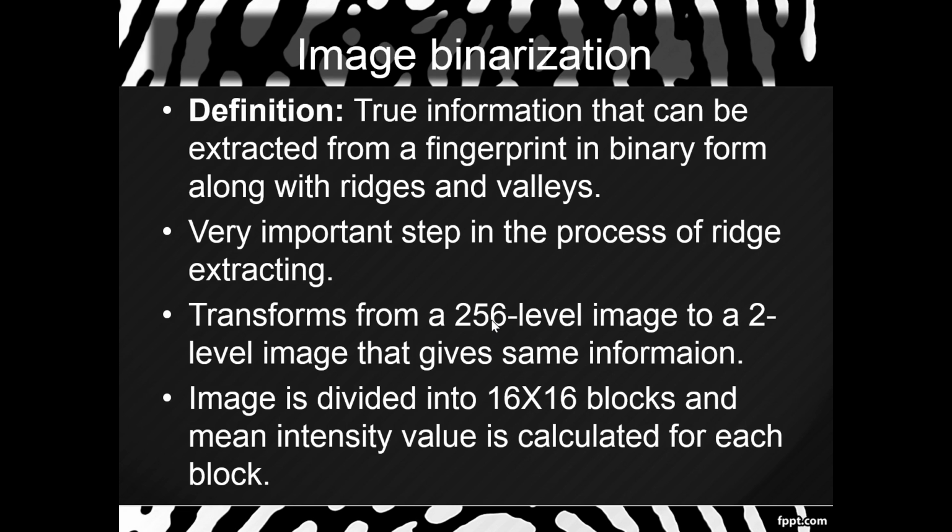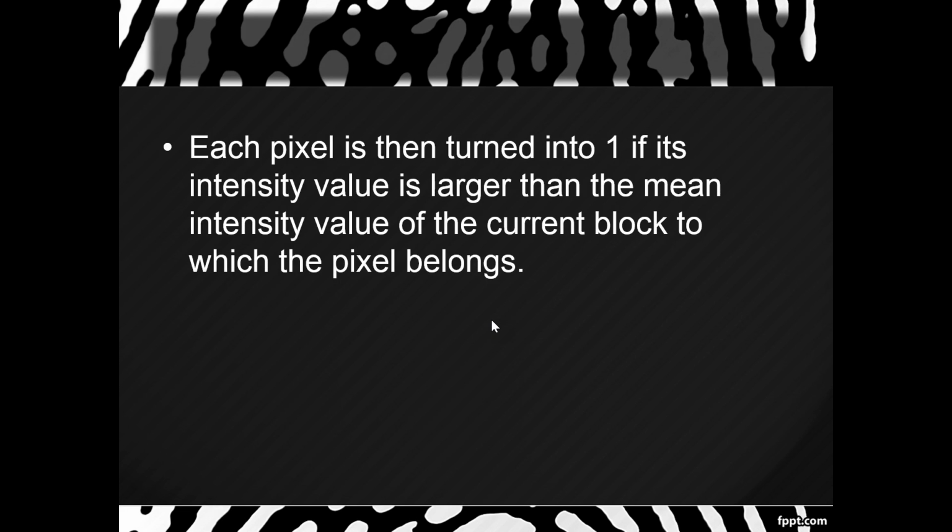So in this process, the image is divided into 16 blocks, and the mean intensity value is calculated for each block. Each pixel is then turned into 1 if its intensity value is larger than the mean intensity value of the current block, which is the present block to which the pixel belongs. So actually the mean intensity is compared, and if the pixel intensity value is larger than that particular mean intensity value, it is assigned a 1 value or else a 0 value. This is how the binarization is done. It has only two values, 0 and 1, as the name implies.